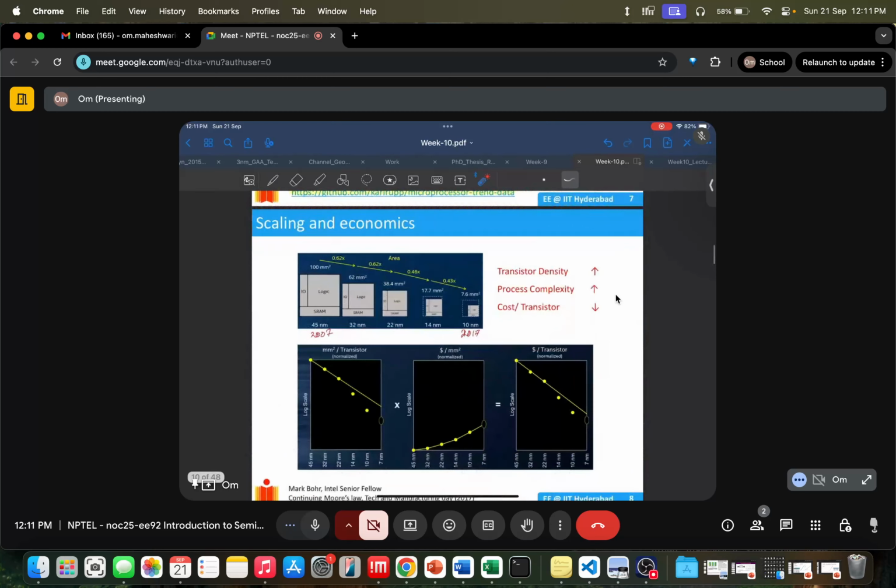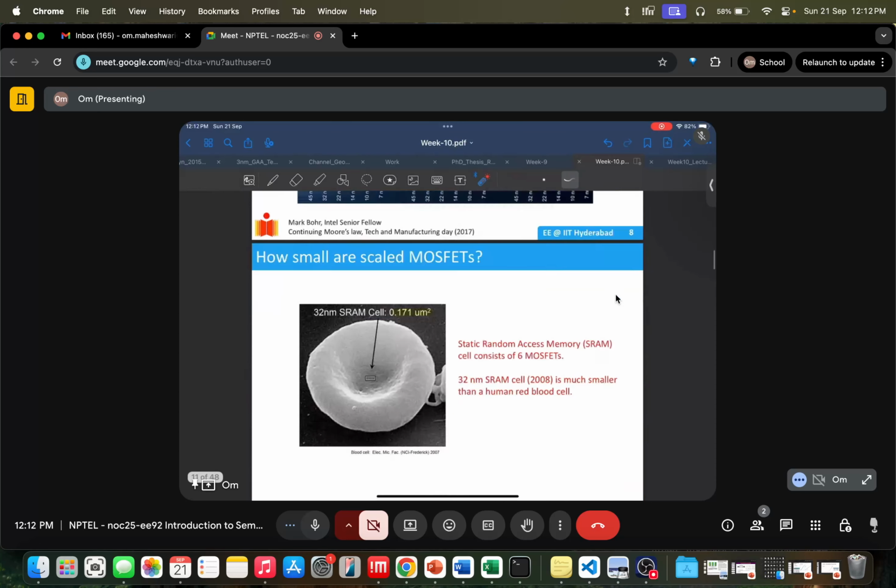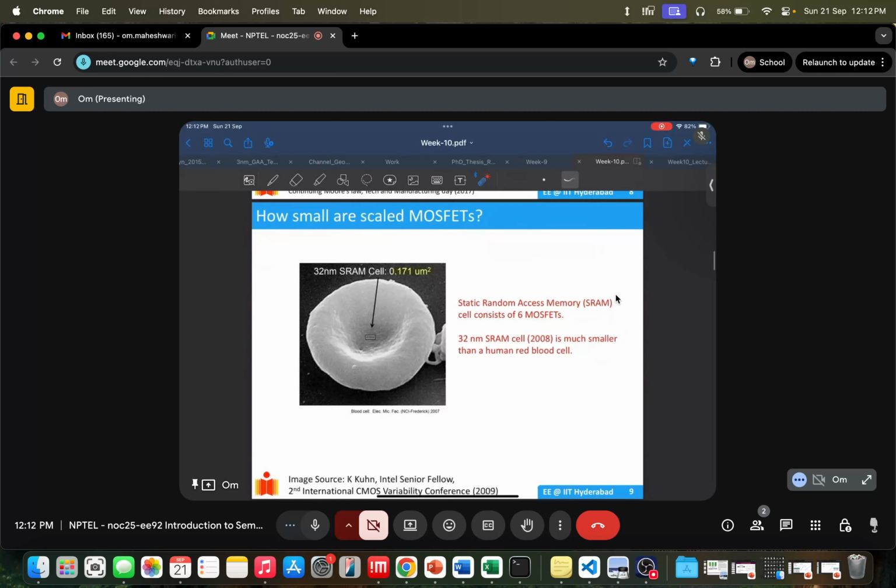With scaling, our transistor density is increasing. The complexity to even realize these smaller transistors is also becoming challenging, but the cost per transistor is reducing. This is just an example of a 32 nanometer technology SRAM cell and its area, compared to a red blood cell. It's almost hundreds of times smaller than the red blood cell.